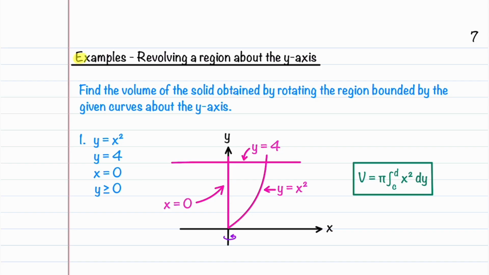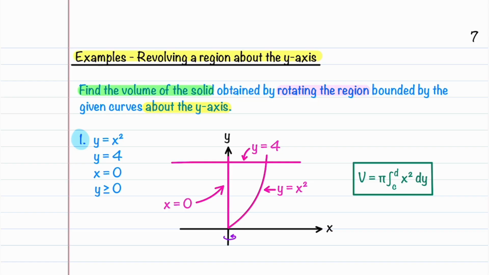We are going to look at 2 examples where we are going to revolve a region about the y-axis, and we're going to use disks and washers. We're going to find the volume of the solid obtained by rotating the region bounded by the given curves about the y-axis. In our first example, we are given a curve, 2 lines, and a region.